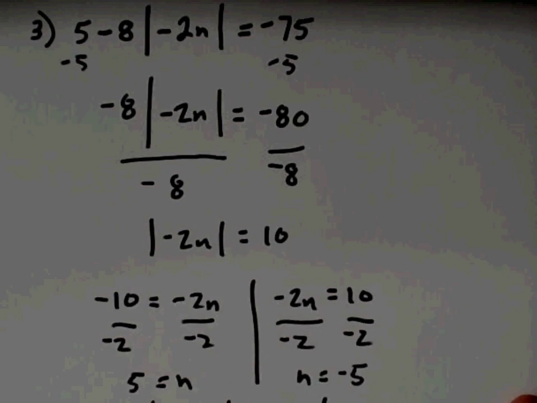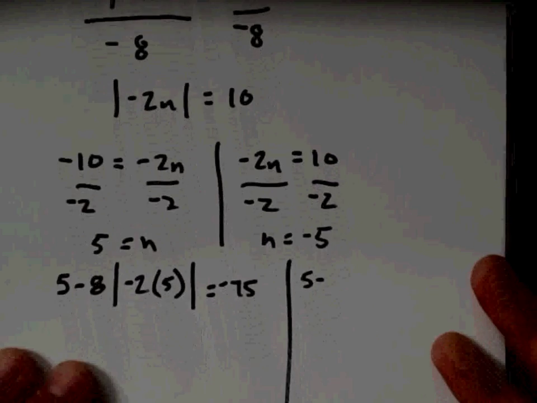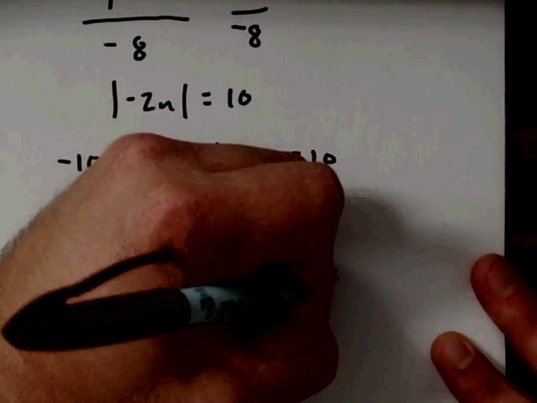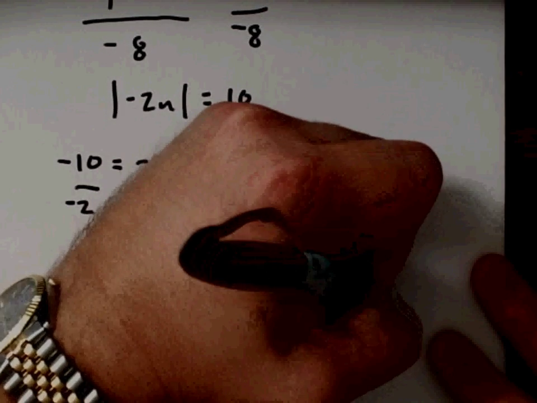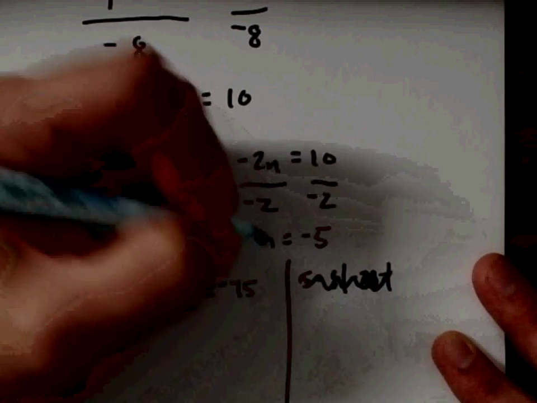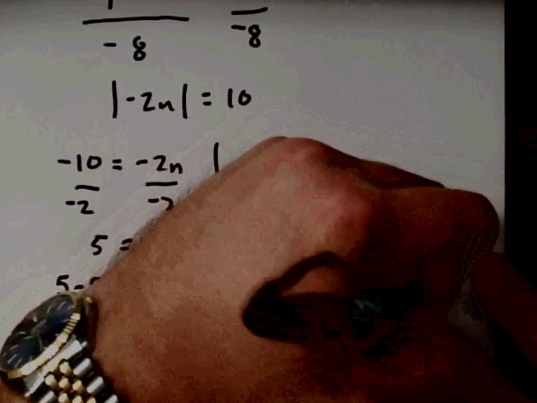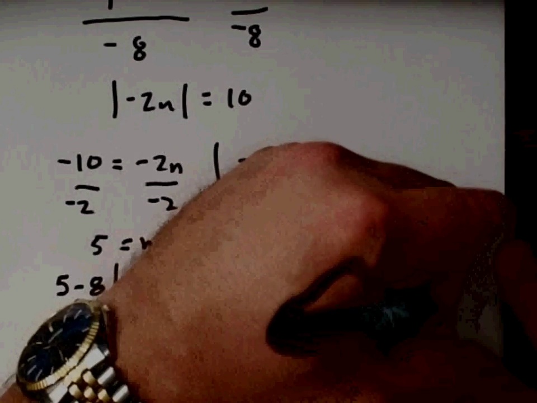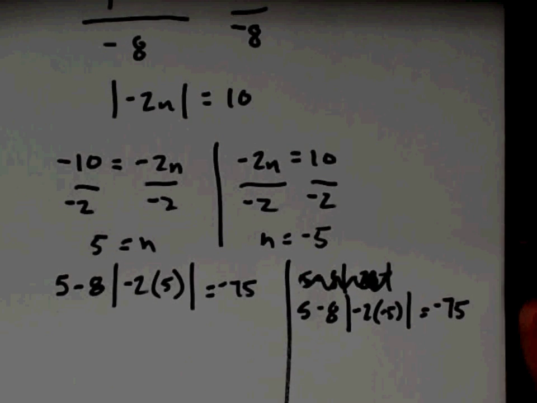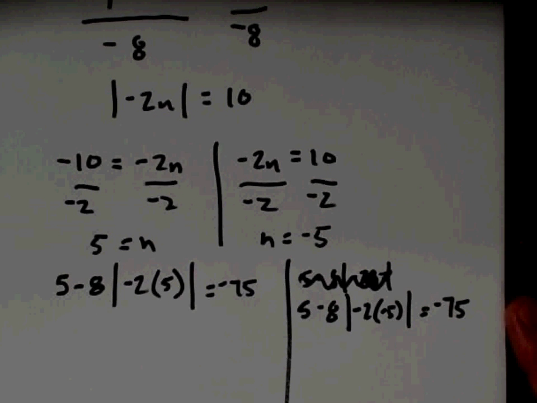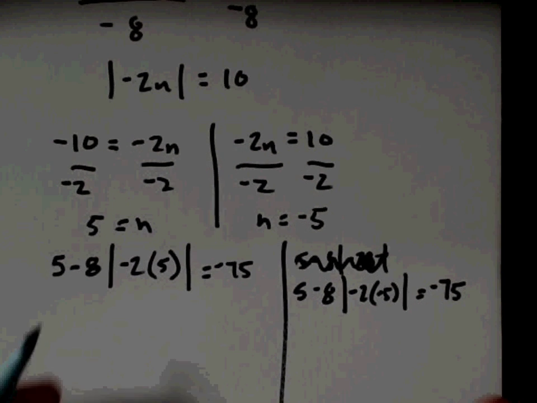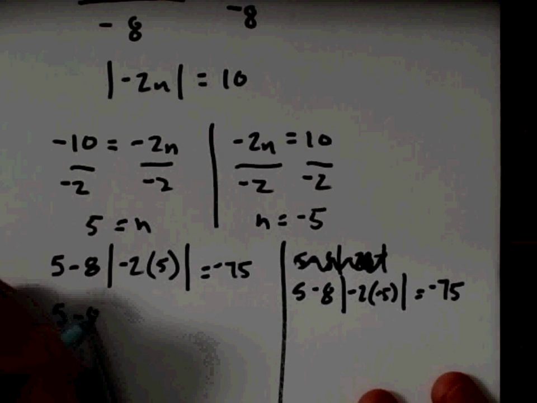Okay, there's that one for my positive 5. Write it again down here. Here's my negative 5 one. And both of them are still going to generate negative 75, because the distance from 0 to 75 and negative 75 is the same value. So we're going to plug them in, and then we're going to find it.